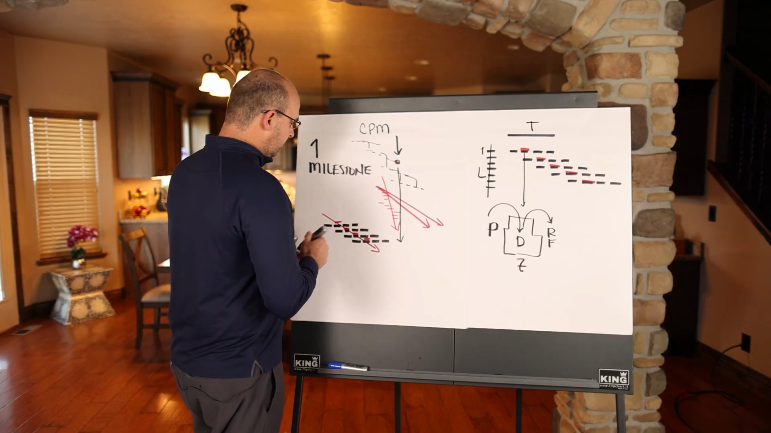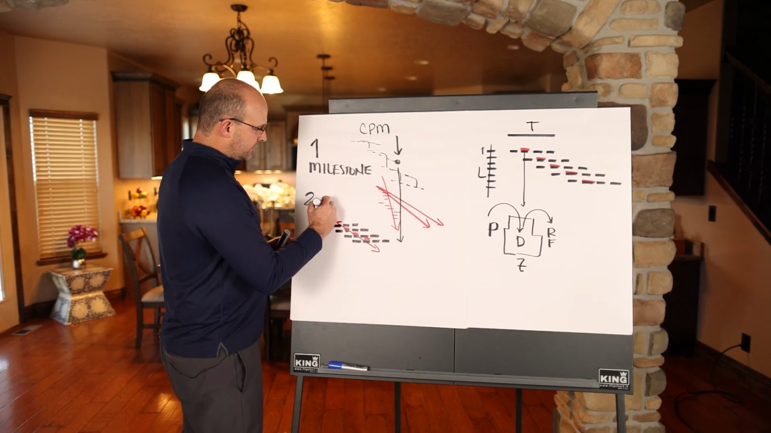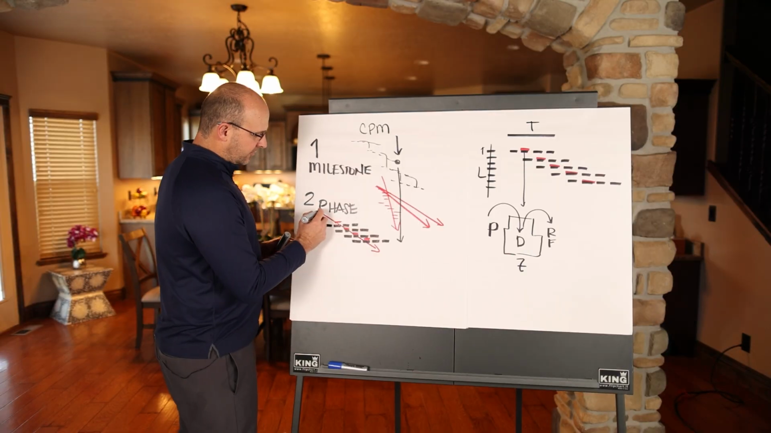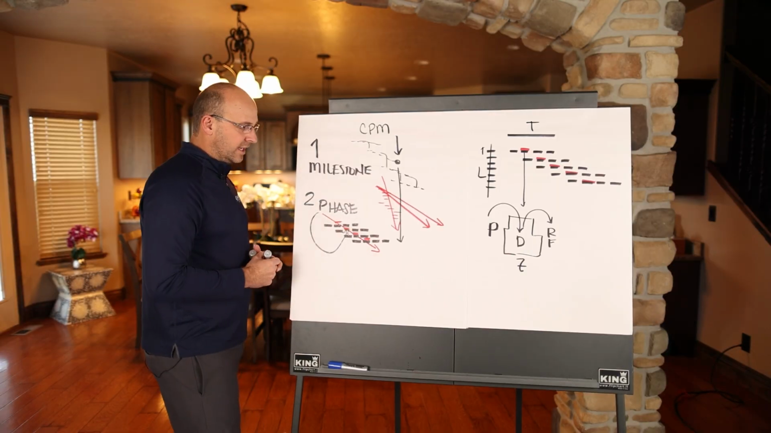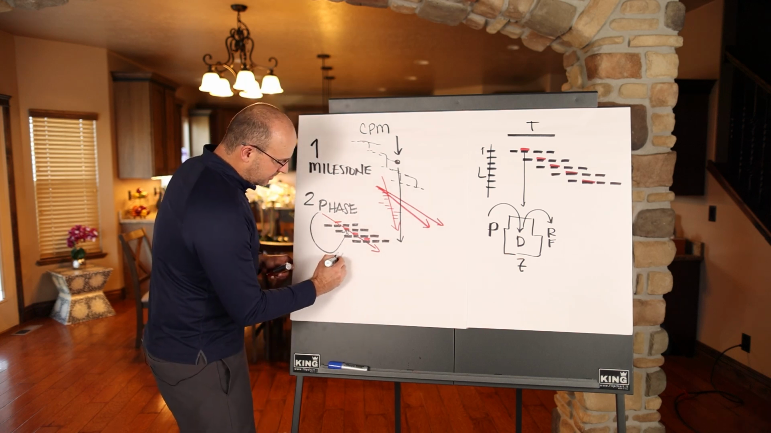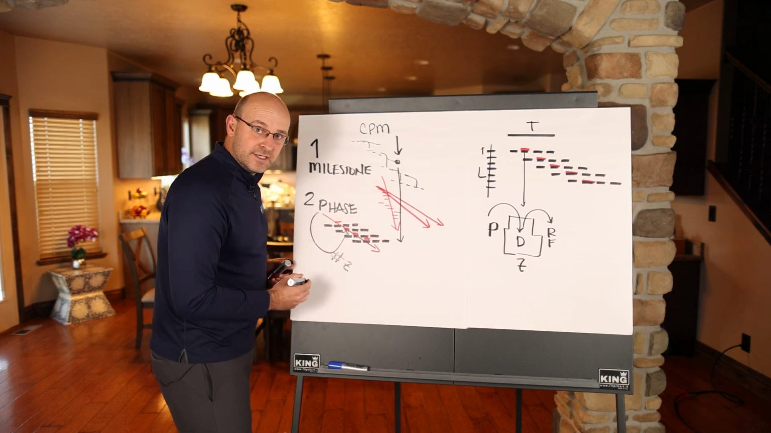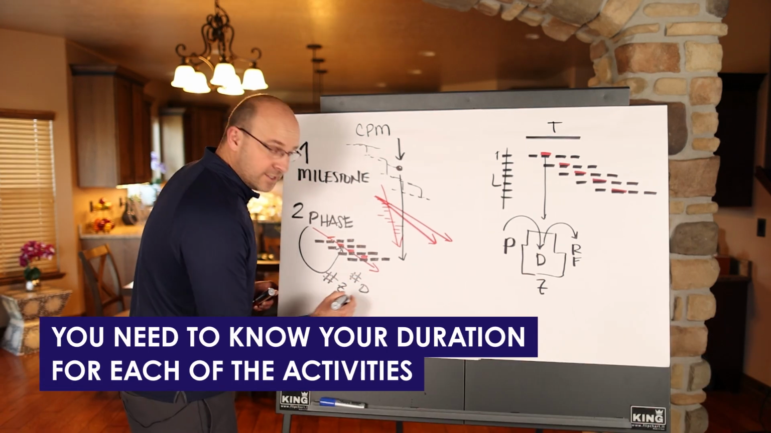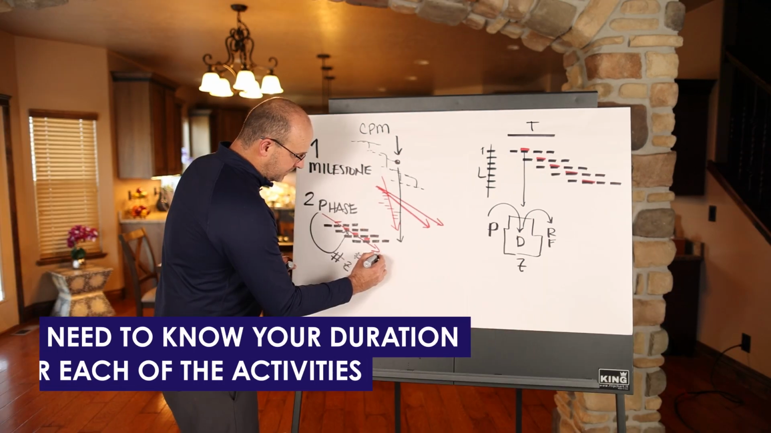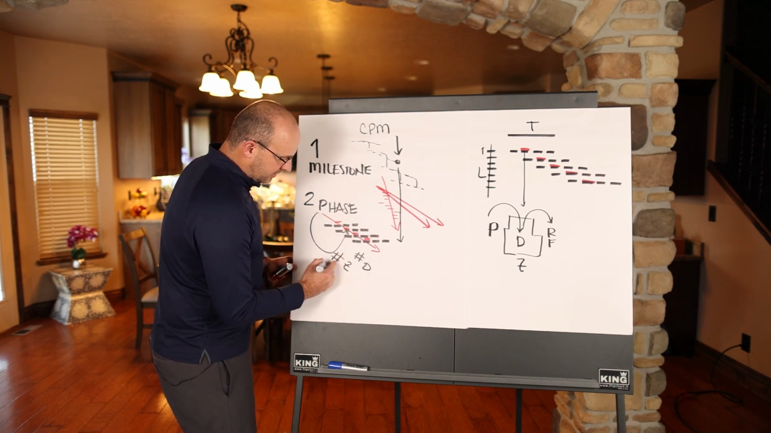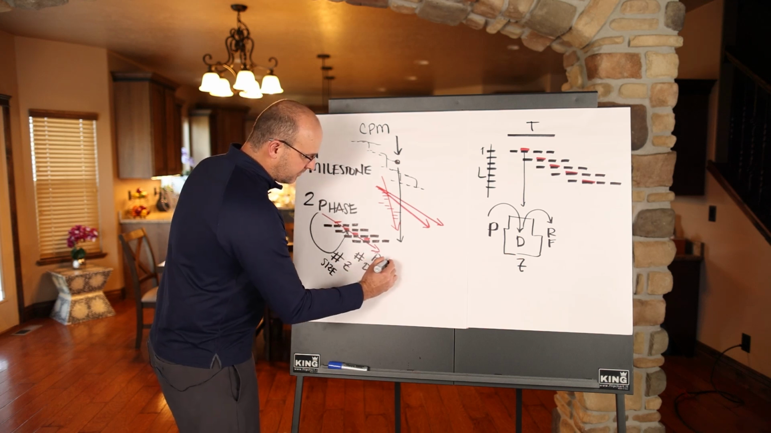So stay with me. So number 1, grab the milestone. Number 2, map out the phase. Okay? And what you're looking for is your work and how it needs to flow. So at the end of this, you need to know the number of zones that are ideal for you if the GC doesn't have a plan. You need to know your duration for each of these activities, okay? And you need to know the size of the zone. So I'll just go ahead and put number and size, and generally the plan for your work, okay?